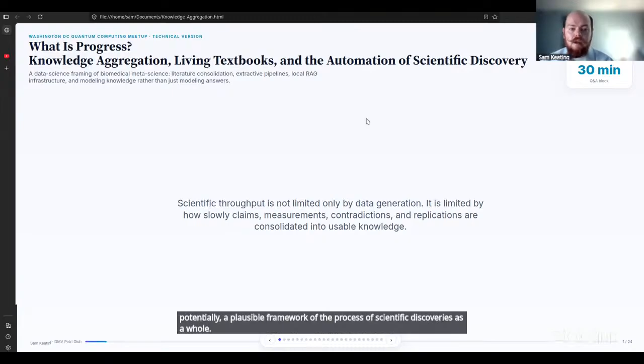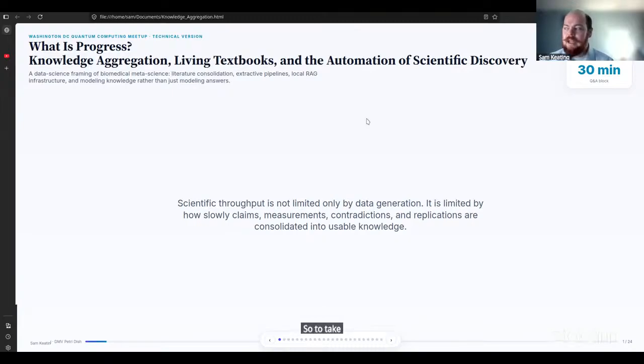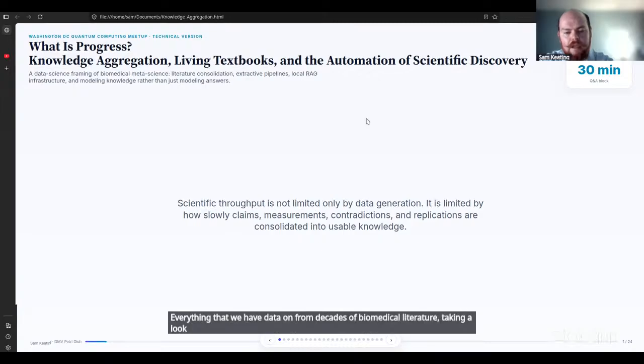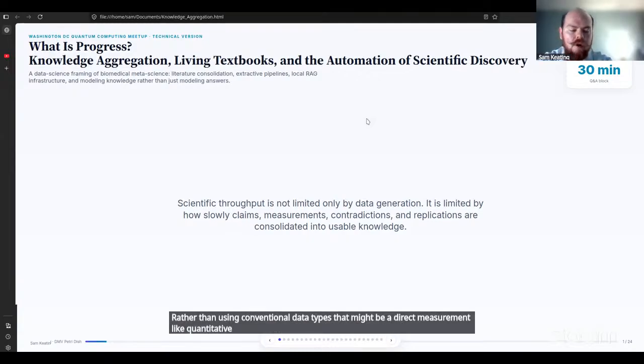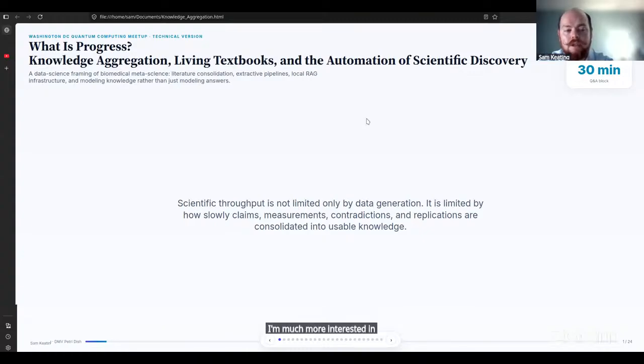So to take everything that we have data on from decades of biomedical literature, taking a look at the metascience of biomedical research, and ultimately being able to take knowledge as the central data that we're going to model, rather than using conventional data types that might be a direct measurement like quantitative temperature or volume. I'm much more interested in modeling knowledge.